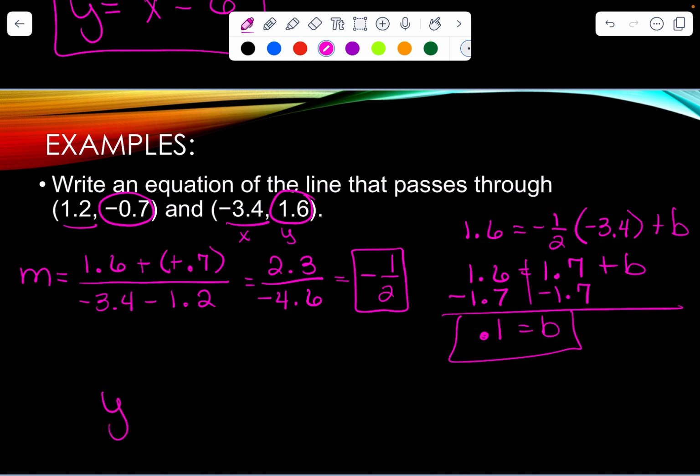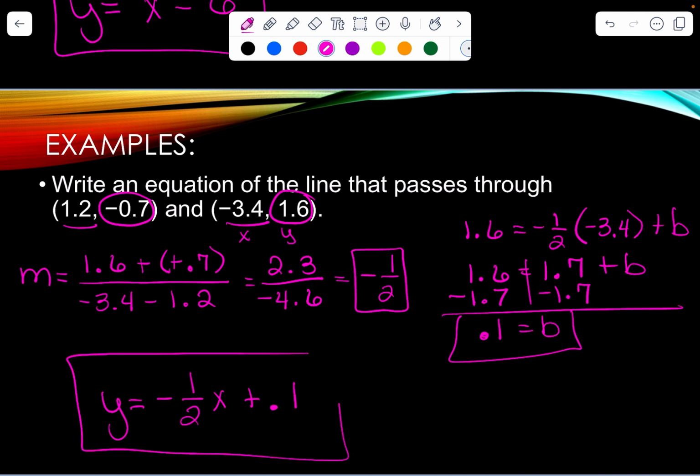So now we write our final answer. Y equals negative 1/2 x plus 0.1. And that is actually going to be a negative 0.1. And that is how we do slope-intercept form given a point and a slope or given 2 points.